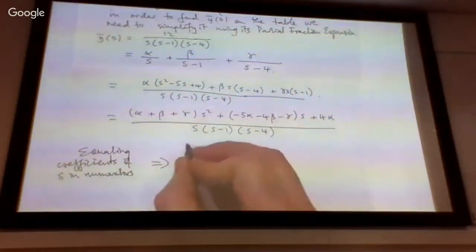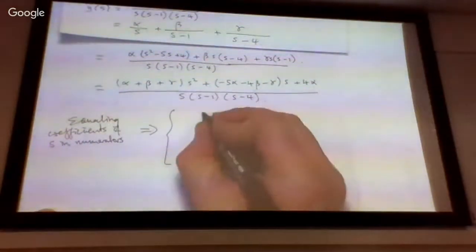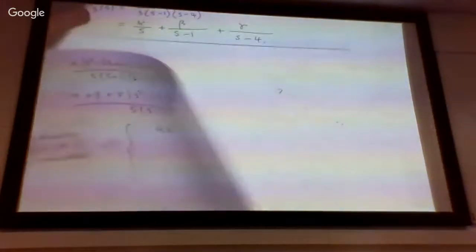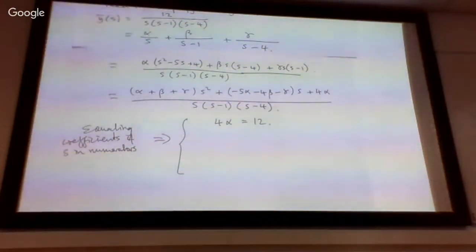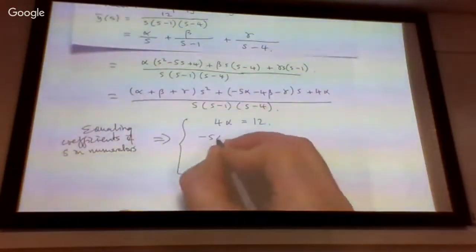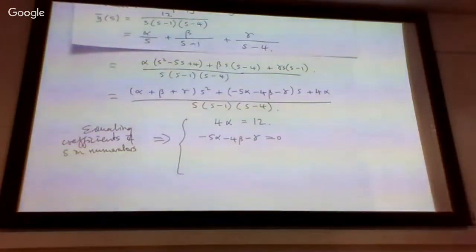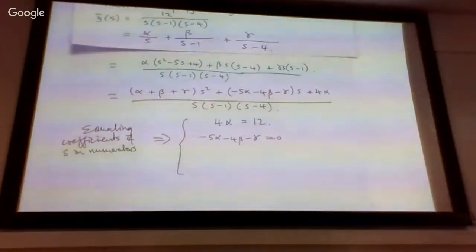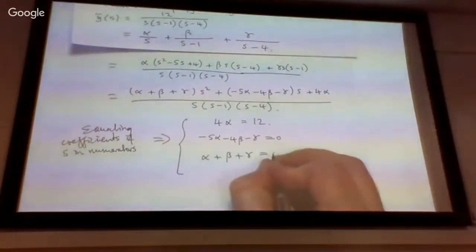gives us a system of equations for these constants. For alpha, the constant coefficient must be equal to 12, the constant coefficient in the numerator, 12 at the top. The s coefficient must be equal to 0. Minus 5 alpha minus 4 beta minus gamma must be equal to 0, because that's the coefficient of s in the top, because you can't see an s up there. It means it must have a coefficient of 0. And similarly, the coefficient of s squared, alpha plus beta plus gamma, must be equal to 0 too.